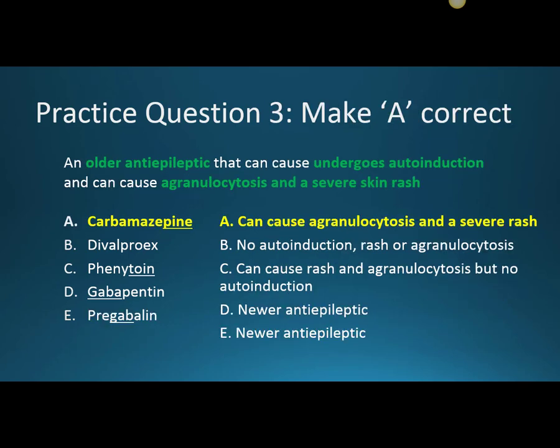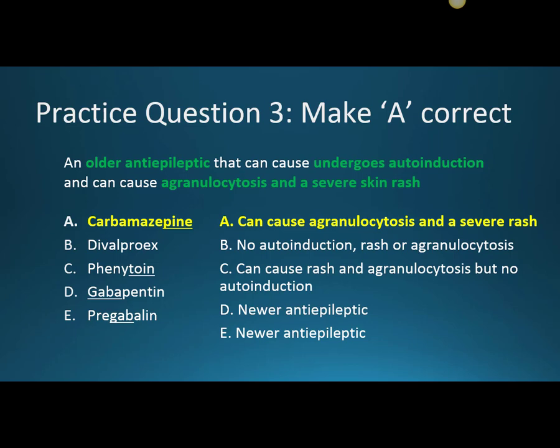Now we'll go through 4 more practice questions, and we will keep all of the answers the same and in the same order, but we will change the question to make each answer correct. An older antiepileptic that can undergo autoinduction and can cause agranulocytosis as well as a severe skin rash. The correct answer is A, carbamazepine. B, Divalproex is incorrect because it doesn't cause autoinduction, a rash, or agranulocytosis. Phenytoin is incorrect because although it can cause a rash and agranulocytosis, there's no autoinduction.